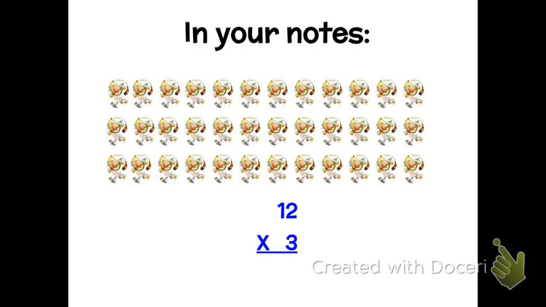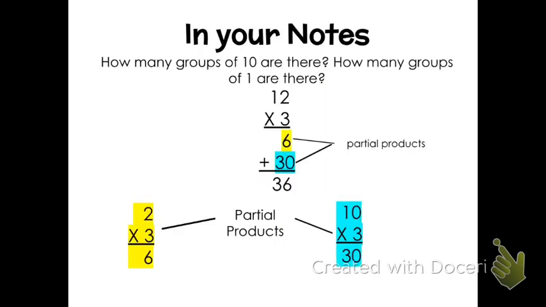We are looking at what we will refer to as expanded algorithm today. Expanded algorithm we have talked about before. It's very similar to using the breaking apart method. So in this problem, we have how many groups of 10 are there and how many groups of 1 are there. So we are looking at both of our place values.